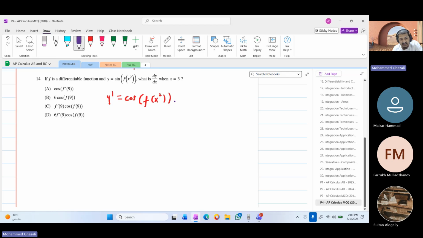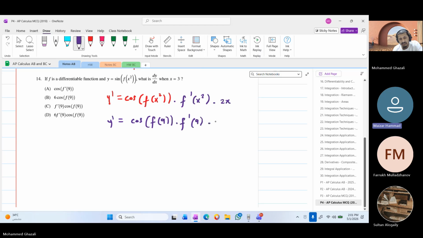Now differentiate the inside. It's f prime of x squared. Now differentiate the inside, x squared: 2x. Now what is this evaluated at 3? So y prime evaluated at 3, just substitute 3. So that's cos of f of 9 times f prime of 9 times 6.